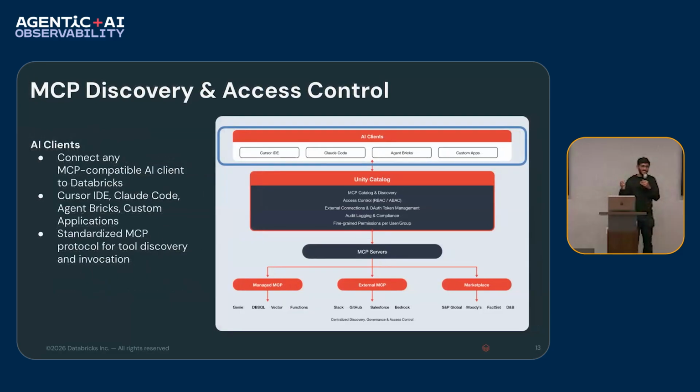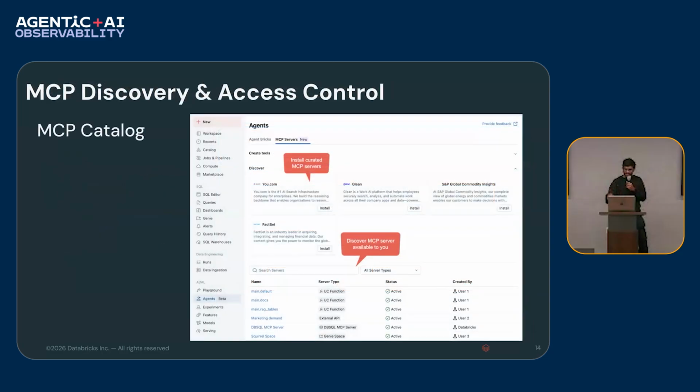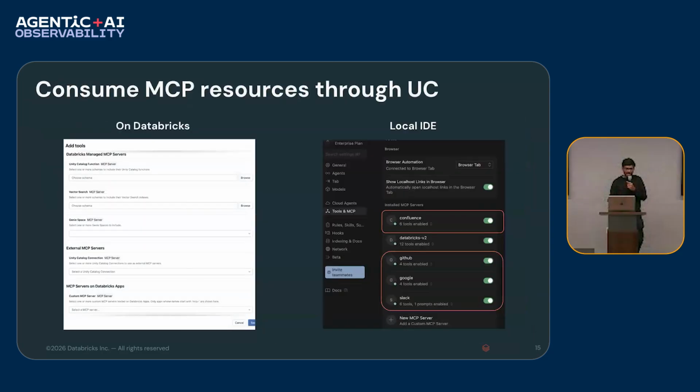Because of that, any IDE that is MCP compatible can connect to this UC governance layer, the catalog layer. Things like Claude Code, Agent Bricks, which is our way to create agents in Databricks, custom applications, and IDEs can directly connect to this MCP catalog. And this is just a view of how our MCP catalog looks. I'll show that in more detail in the demo as well. You can use it in Databricks and also by connecting to local IDEs.